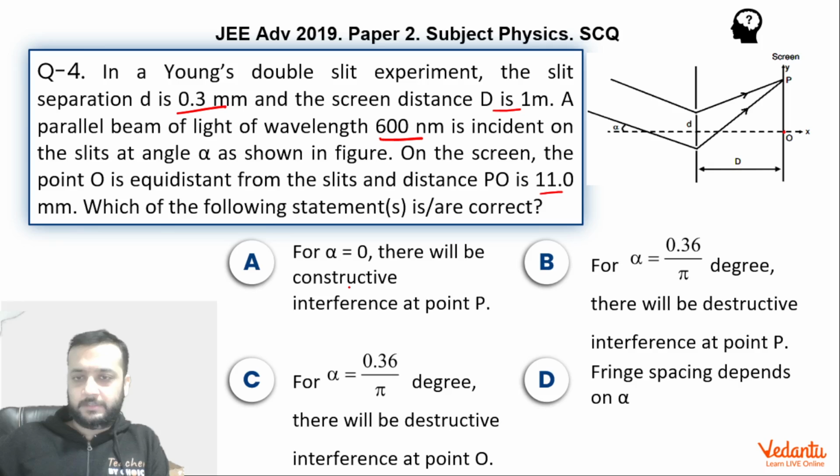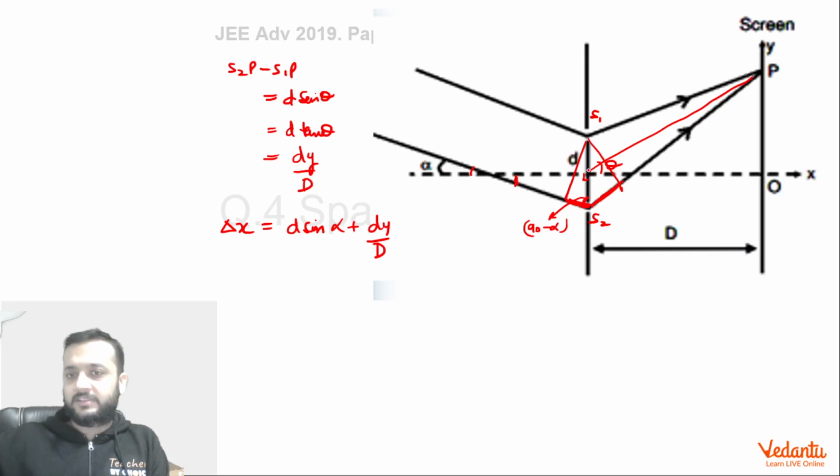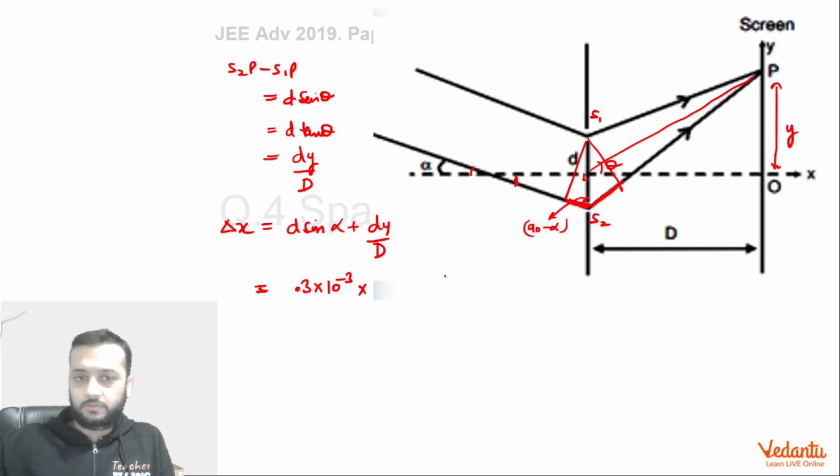Now if you go back to the options, if alpha is 0, there will be constructive interference at point P. If alpha is 0, that means both these rays were coming parallel, so the first term will anyway become 0, and we have to talk about point P. So if you calculate this path difference for alpha equal to 0, d has been given as 0.3 mm. Let's convert this into meters, so we'll multiply this by 10 to the power minus 3. y is 11 mm, so 11 into 10 to the power minus 3 divided by 1, correct?